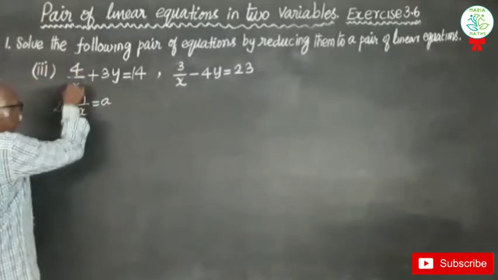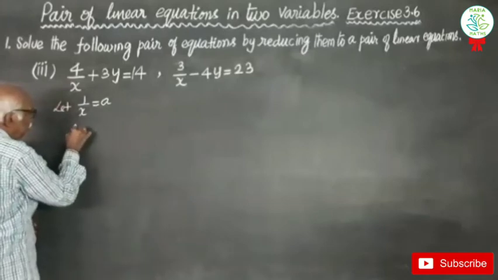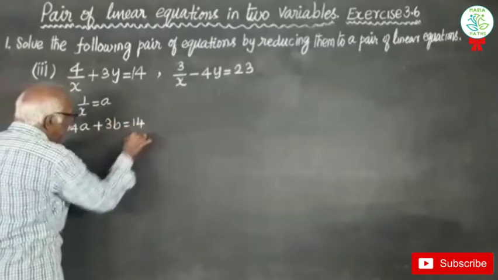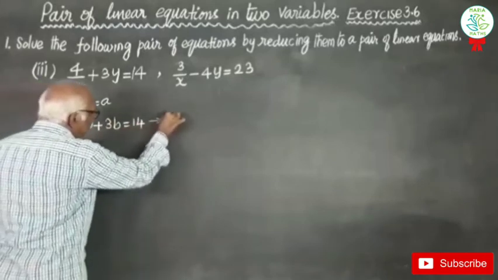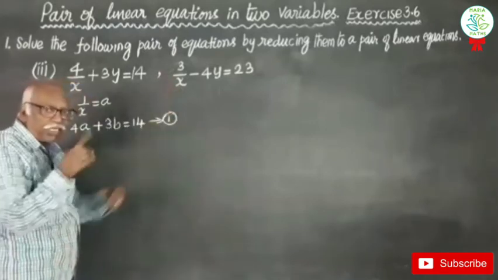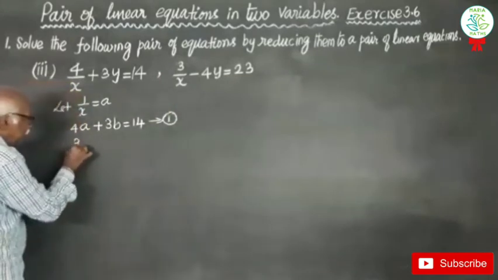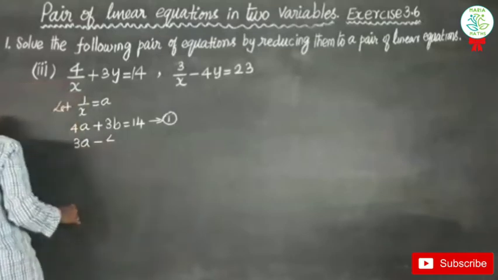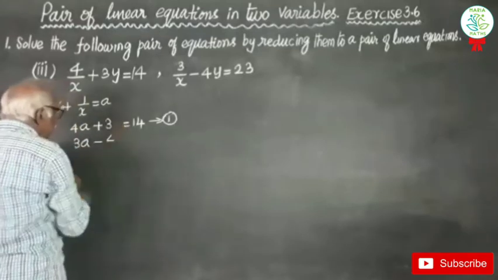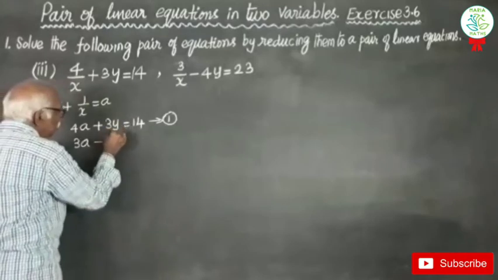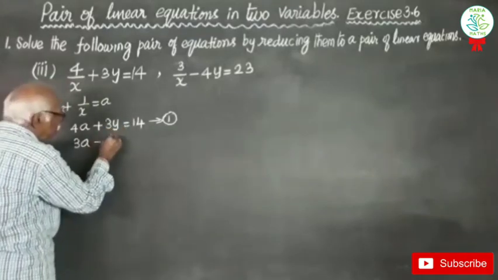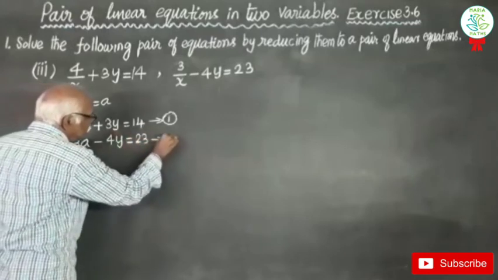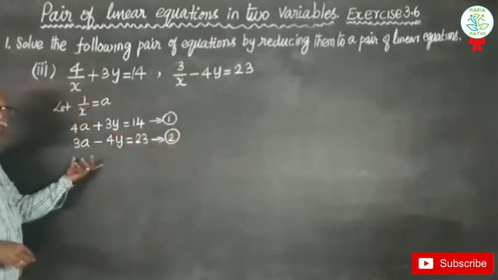For the first equation, 4 by x, 4 into 1 by x: 4a plus 3y equal to 14. This is equation 1. This is 3 by x, 3 into 1 by x, 3a, minus 4y equal to 23. Equation 2. We will solve 1 and 2.